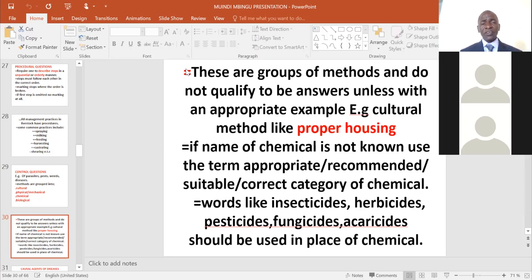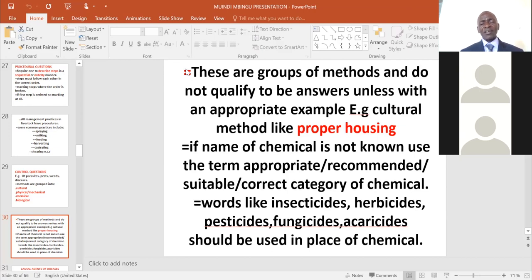Now, where you are to give chemical control, there are a vast number of chemicals that may be used to control parasites. You are not bound to remember them. You are free to say, use appropriate insecticide. If, say, the parasite in question is an insect, use appropriate chemical.